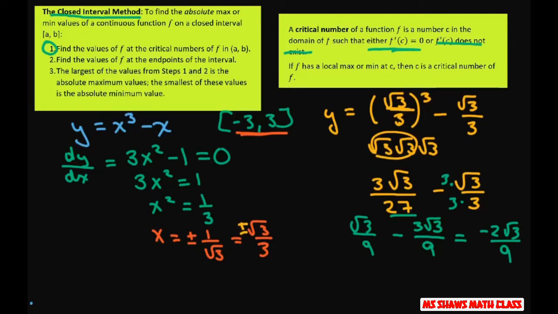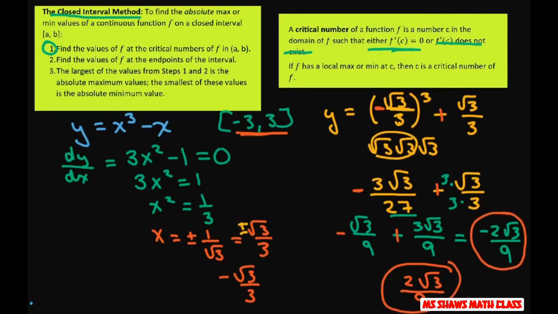Now, to do the negative one, because we have plus and minus, I'm going to do negative square root of 3 divided by 3. This is going to be negative here, and this is going to change to positive. So this is just going to be negative, positive, and this is negative and positive. So our other answer is just going to be 2 square root of 3 divided by 9. So those are your two critical numbers. All right.